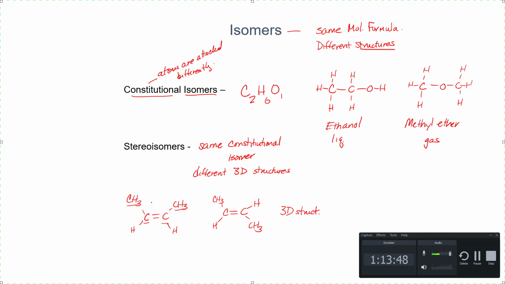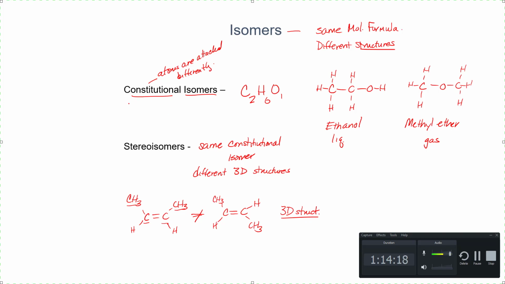But having the two methyl groups on one side of the double bond versus having them on opposite sides of the double bond is different three-dimensional structures. And so that gives us the idea of stereoisomers. The same constitutional isomer, but having different three-dimensional structures. And as we saw, these two structures cannot be interconverted into each other because you'd have to break the pi bond first.